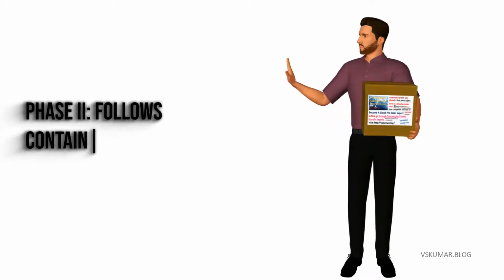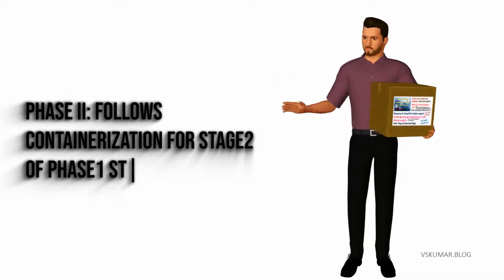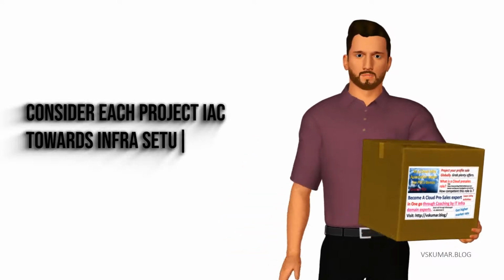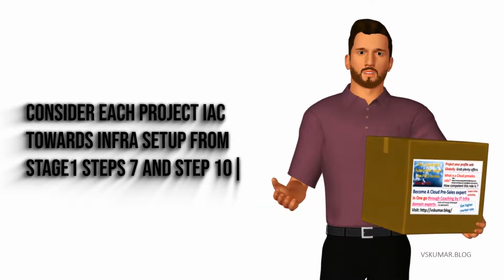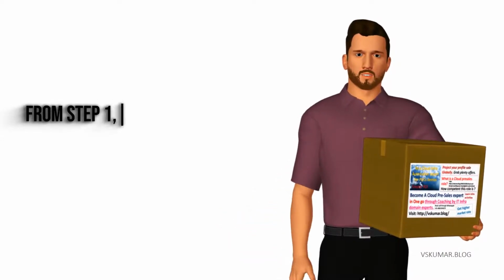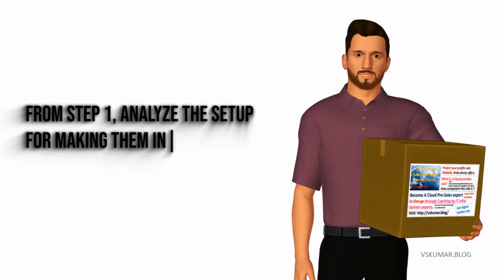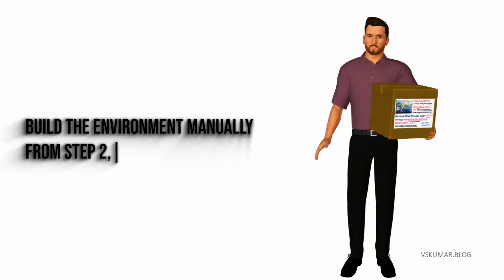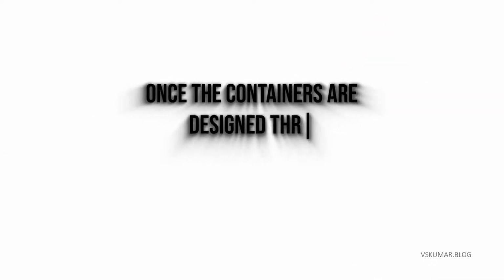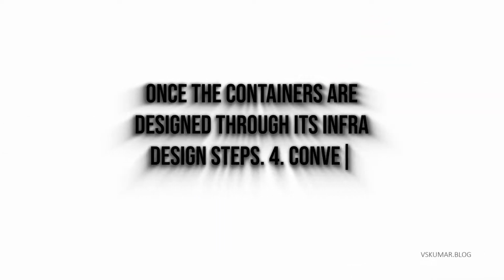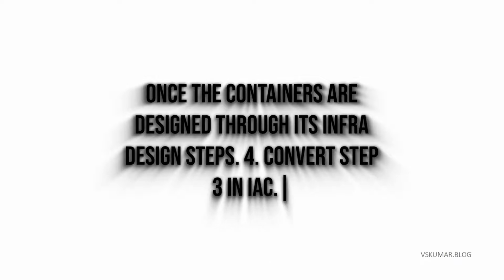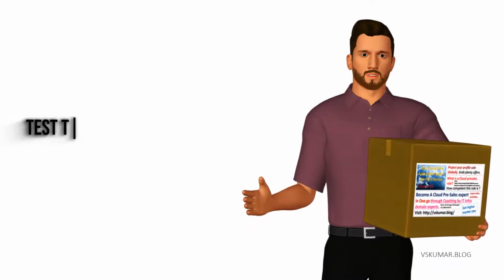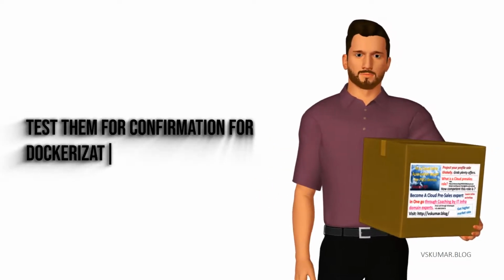Phase 2 follows containerization for Stage 2, based on Phase 1 steps. 1. Consider each project's IaC towards infra setup from Stage 1, Step 7 and Step 10. 2. From Step 1, analyze the setup for making them into containers. 3. Build the environment manually from Step 2, once the containers are designed through its infra design steps. 4. Convert Step 3 into IaC. It needs a lot of attention here with different test cycles. 5. Test them for confirmation for Dockerization.